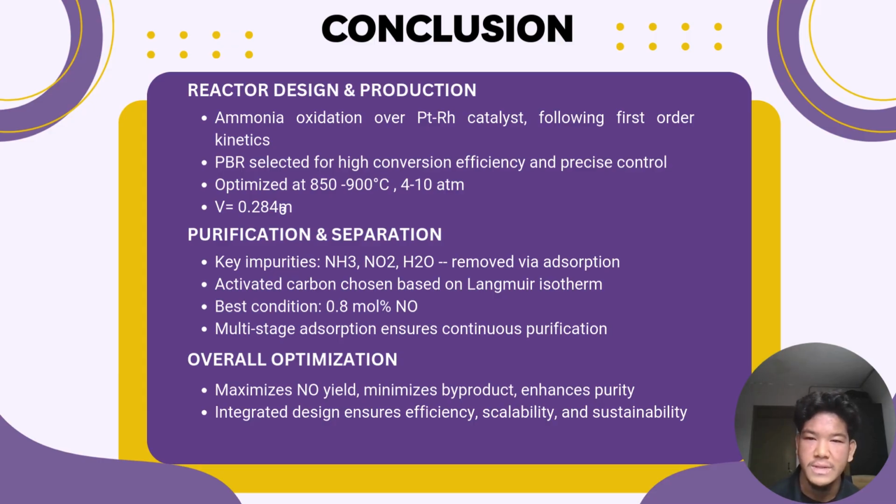For the purification part, the key impurities detected are NH3, NO2, and H2O. The Langmuir isotherm is chosen, and the best condition is 0.8 mole percent of nitric oxide, and multi-stage adsorption ensures continuous purification. Overall, through optimization, we managed to maximize the nitric oxide yield and minimize the byproduct, thus enhancing our purity. And also, this integrated design project ensures the efficiency, scalability, and sustainability of the reaction.